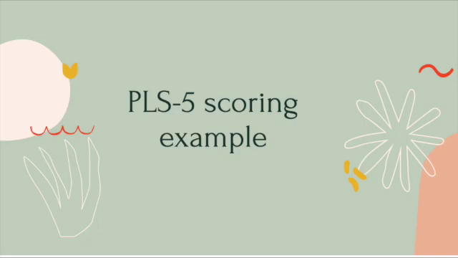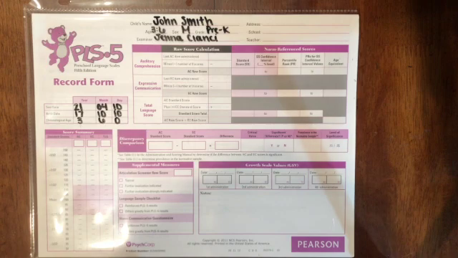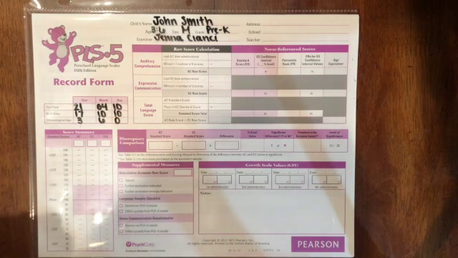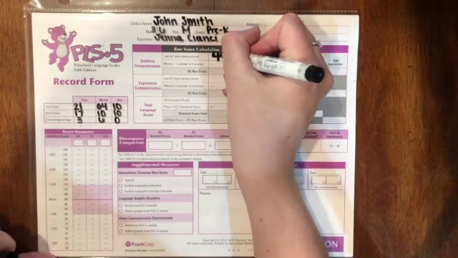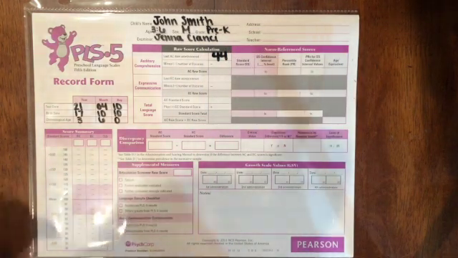In this video, I will show how to score the PLS 5. To calculate raw scores, record the last item administered for each subtest on page 1 of the record form. The last item administered to my example child in the auditory comprehension test was 44. The last item administered in expressive communication was 40.